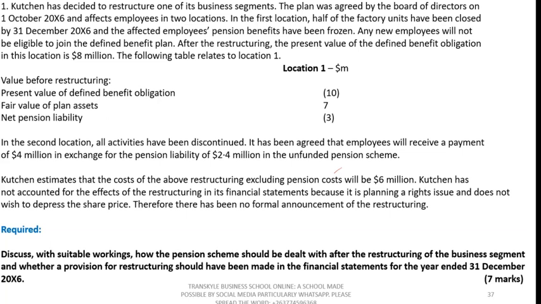So the table itself tells us that the present value of the defined benefit obligation was 10 million. However, it is going to be reduced to 8 million. This is synonymous with curtailment. So obviously, the reduction in the defined benefit obligation is going to be a debit on DBO of how much? 10 minus 8, that's 2 million.